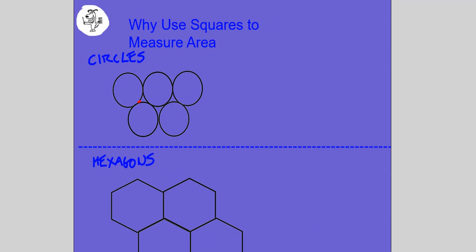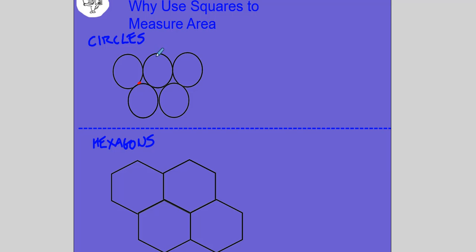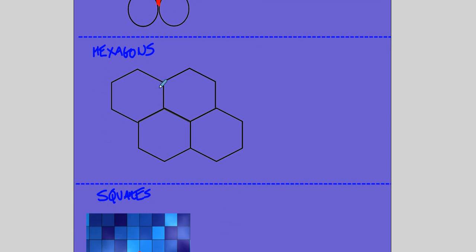So why do we use squares to measure area and not circles? Well, the reason we don't use circles is because there's empty space here and circles don't fit tightly together, so we don't use those for areas. You actually could use hexagons like honeycombs because they fit perfectly together. This is called a regular hexagon because it has 6 sides. Hex for 6. And a regular hexagon means all these interior angles are equal in measure, and all these lengths of the sides are equal in measure. That's what makes it a regular hexagon.